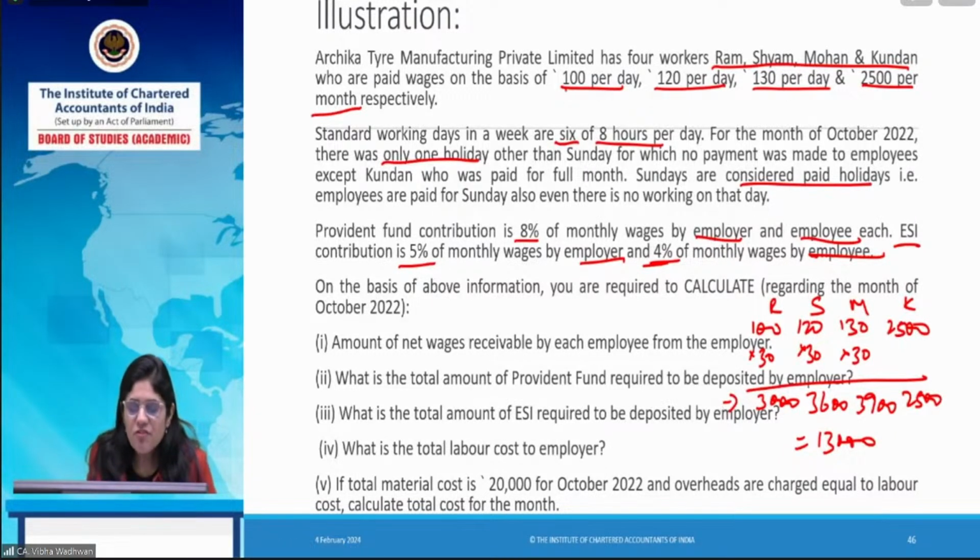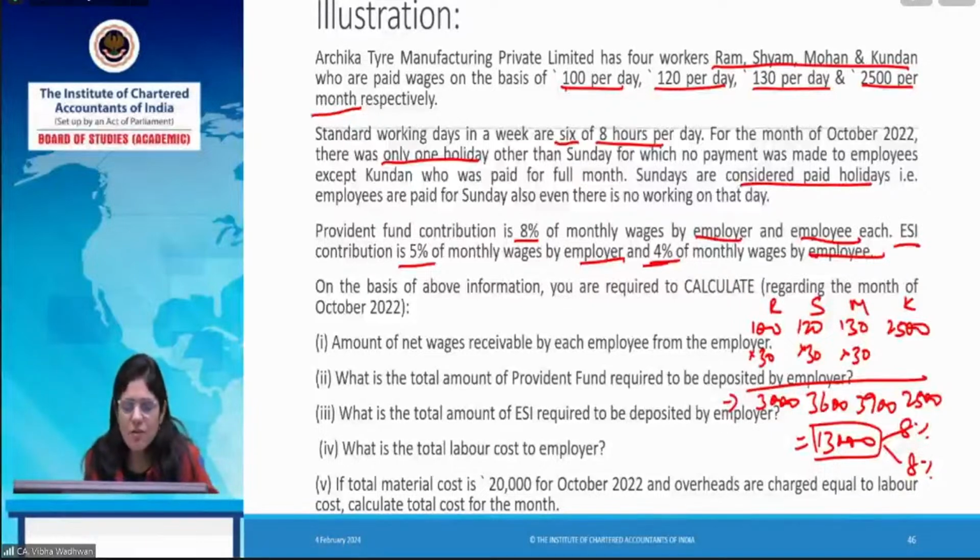Now the total amount of provident fund required to be deposited, the total amount which we have to deposit by the employer. So total provident fund is 8% both for employer and employee, each 8%. The provident fund contribution will always be on the basic salary. So 13,000, 8% for employer and 8% for employee. Provident fund will be deducted on the basic wages because there is no DA in this question. Otherwise, DA is also part of the contribution.